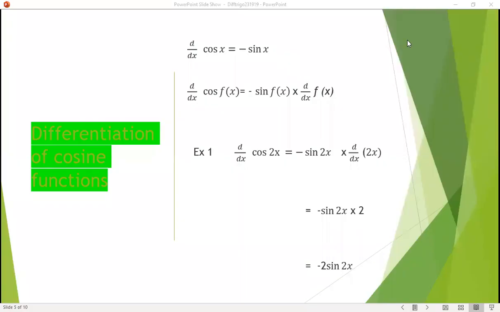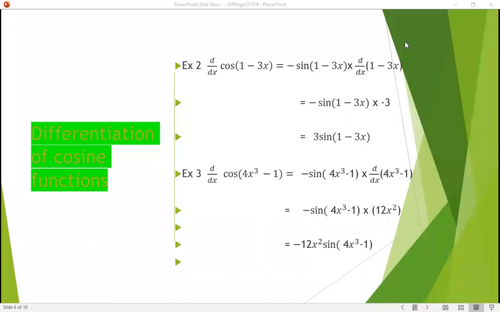So here, let's start with differentiation of cosine functions. Differentiation of cos fx is minus sine fx multiplied by the differentiation of fx. So differentiation of cos 2x is minus sine 2x multiplied by the differentiation of 2x, which is 2. So final answer, differentiation of cos 2x is minus 2 sine 2x.